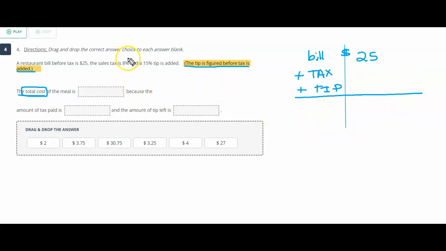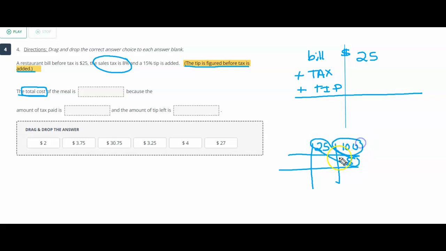So what is the tax? The tax is 8%. Now there's two ways we can do this. We can do it as an increase. So we could do it like this, and we're starting out with $25, which is originally 100%. We're increasing it by 8%. So we're going to take 25 times 8 and divide by 100.